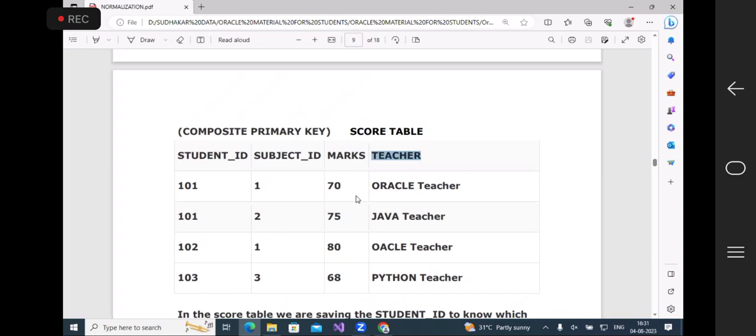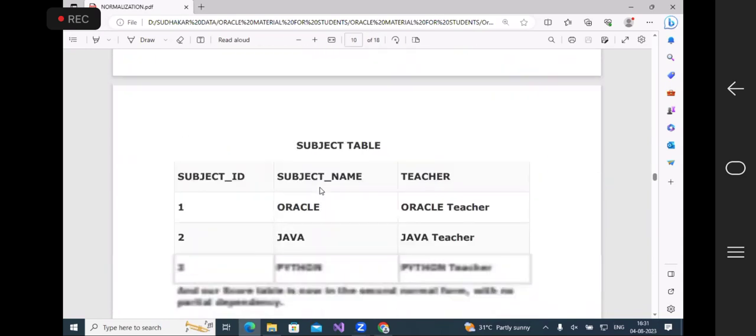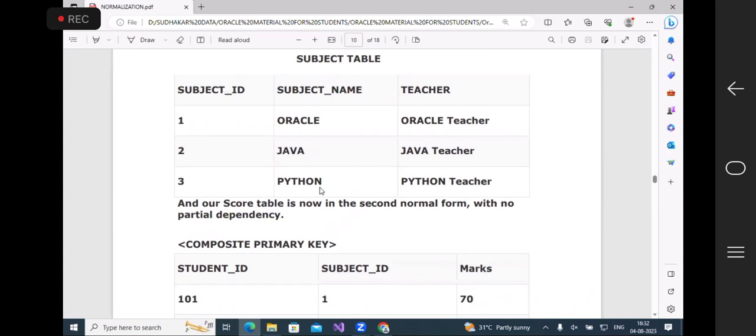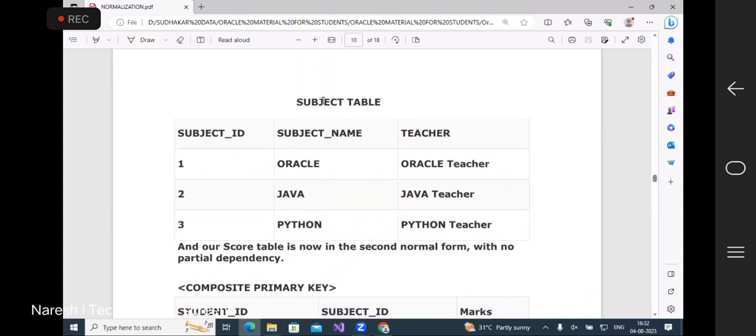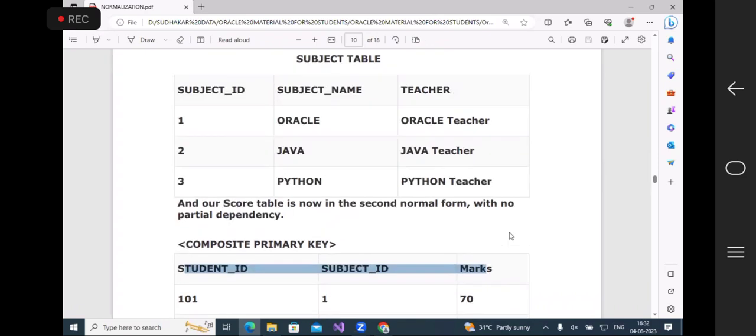Now I'm going to separate here. This table will be divided into 2 tables. The first table is the subject table, in which I'm keeping subject ID, subject name, and teacher. The other table is called the score table: student ID, subject ID, marks. Now tell me, in these 2 tables do you find any partially dependent column?